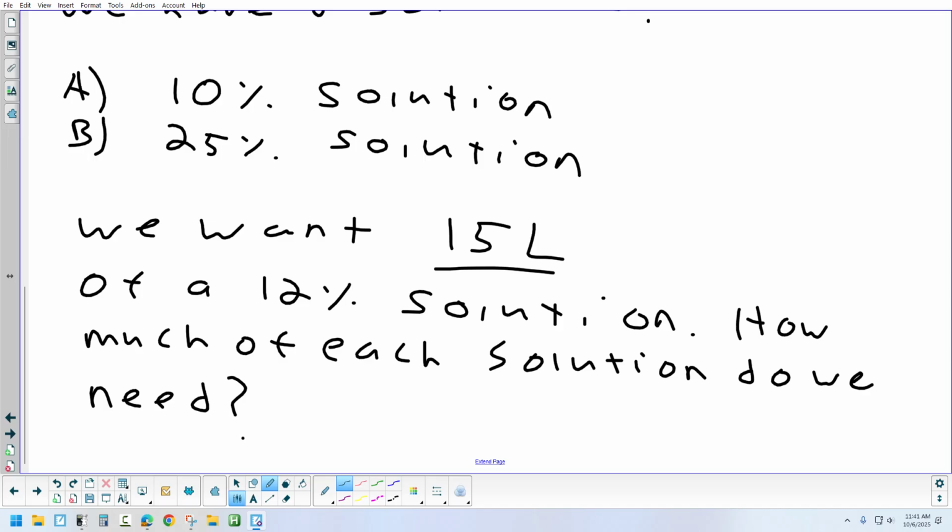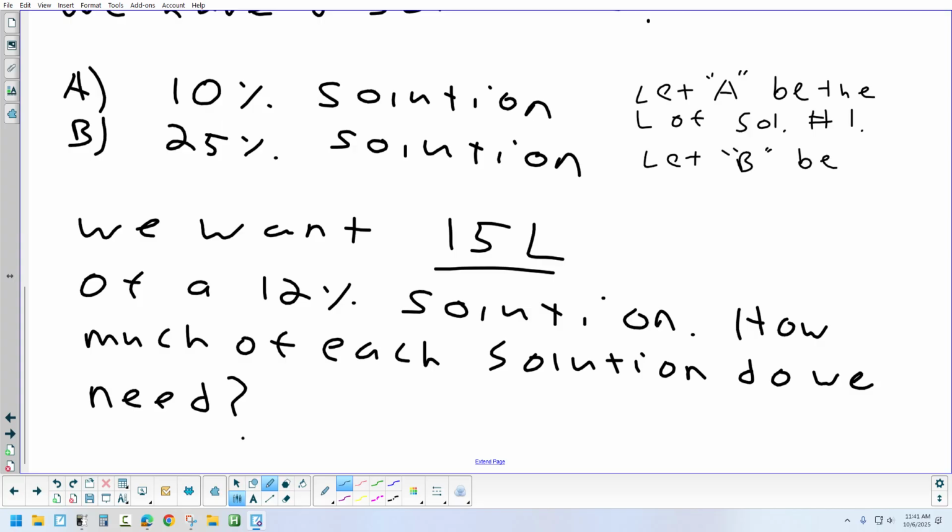So they've already given us some letters in this problem, and I would reuse those letters to represent the amount of each solution that we need. So off to the side, I'm just going to say let A be the liters of solution number 1, and let B be the liters of solution 2.